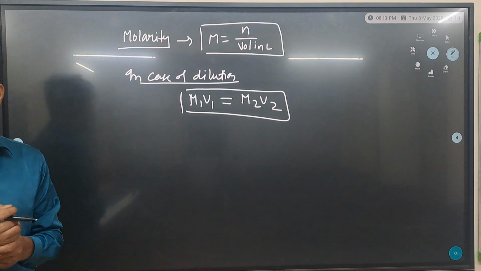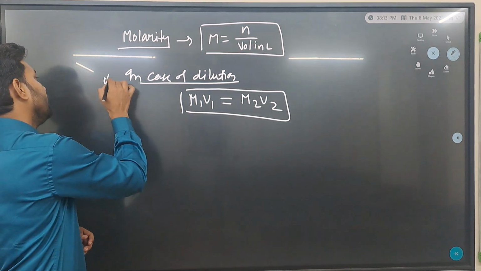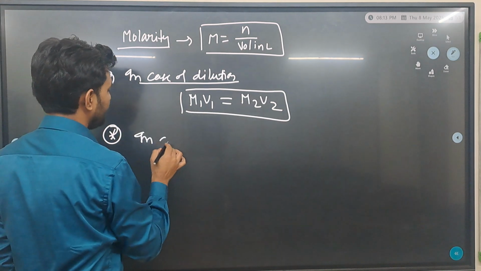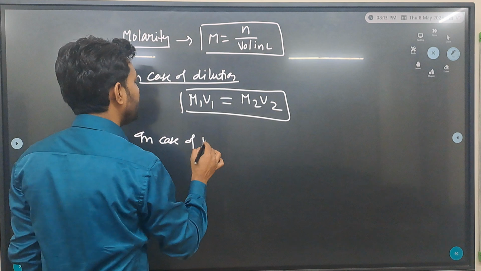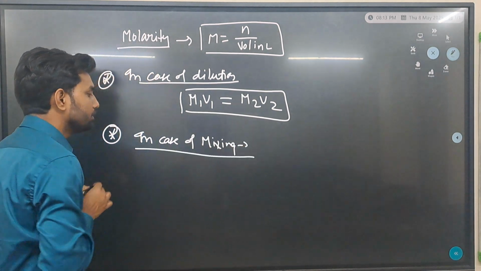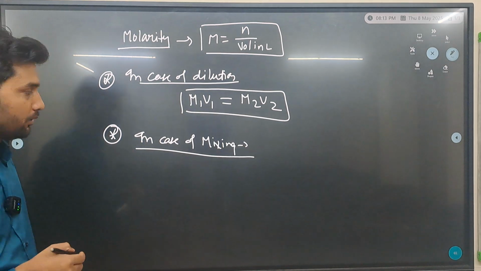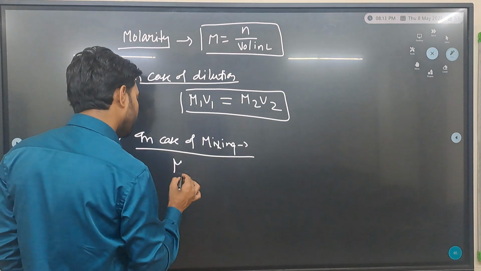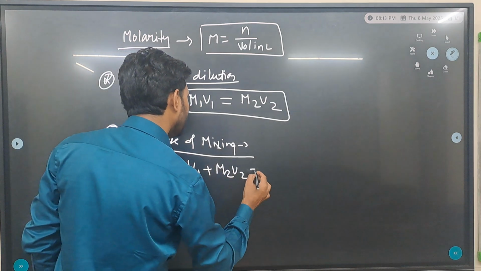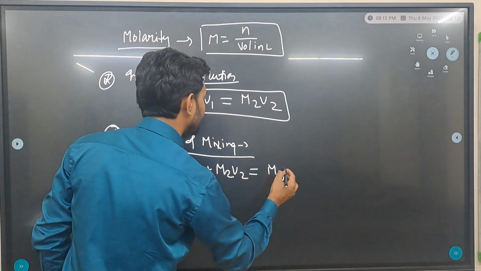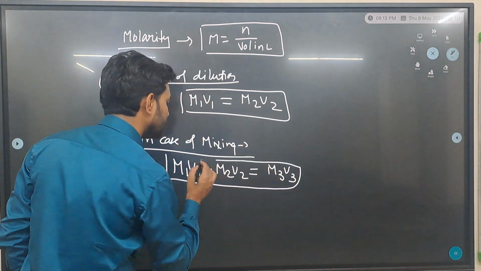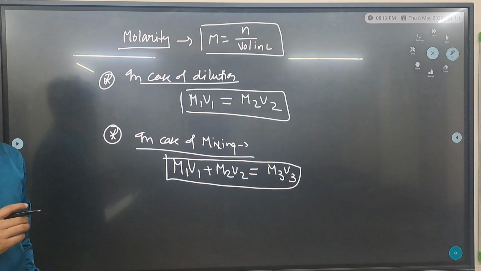But in case of mixing, mixing means when we mix two or more than two solutions, then the formula will be M1V1 plus M2V2 will be equal to M3V3. This will be the formula in case of mixing.